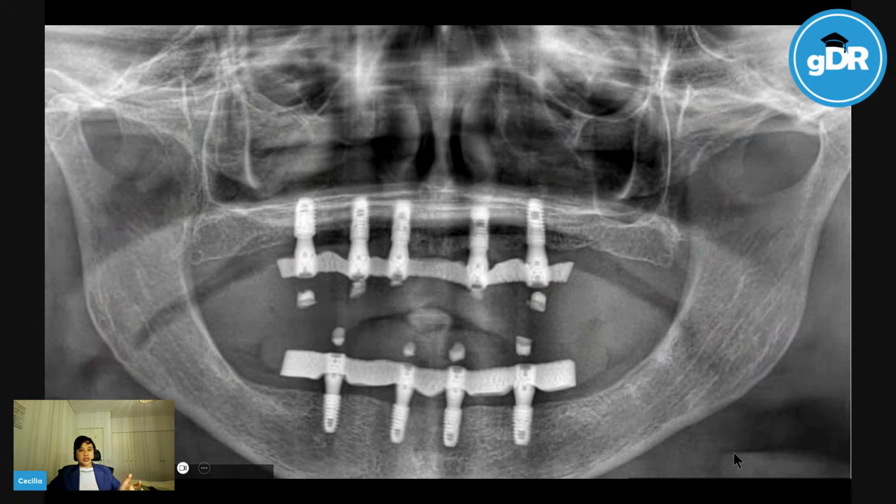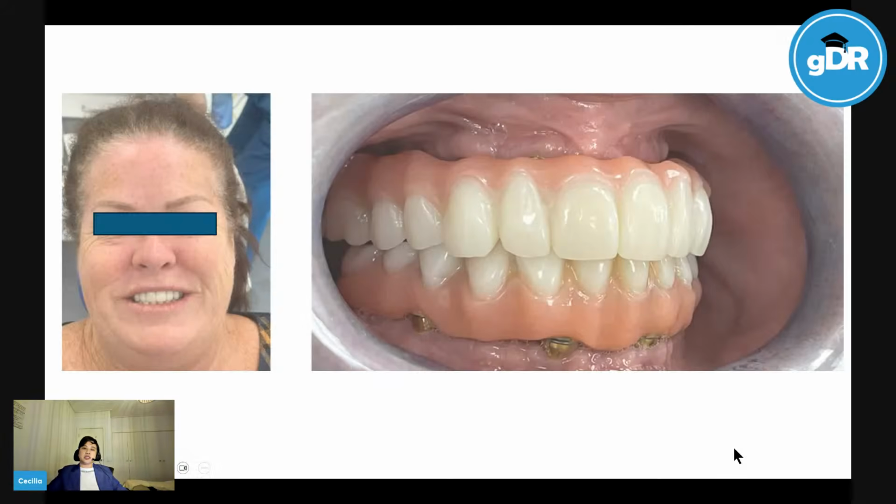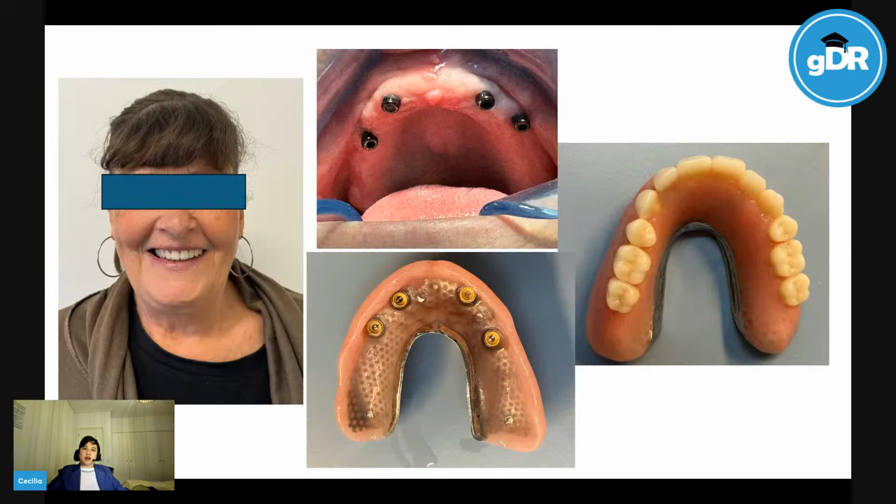Full arch cases. So these are advanced. This is a lady where we've placed implants and given her fixed dentures. And then this is a lady that we've decided just needs function. She's quite happy to remove her denture, to wash it and put it back in. So in terms of asking the patient what she wants: something cost effective, easy to clean, good hygiene.